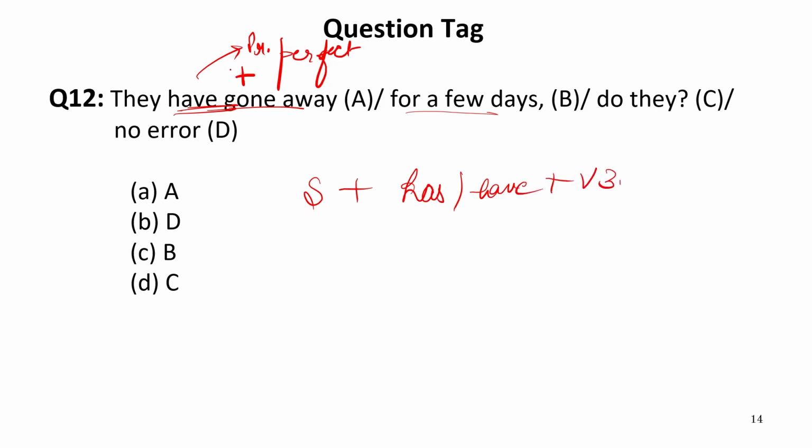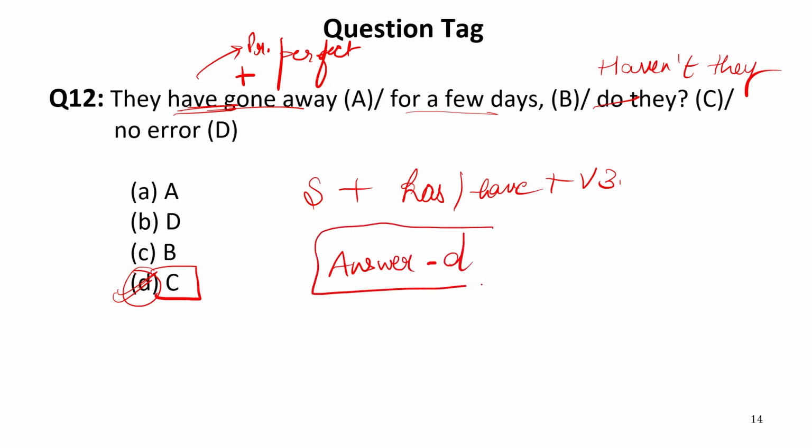So they have gone away for a few days, and the question tag has to be negative. So haven't they will be the correct answer. So this do they should be replaced with haven't they. So our answer is C, that is option D. Now let us move to the next one.